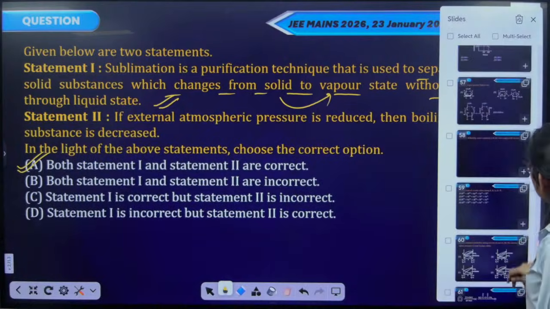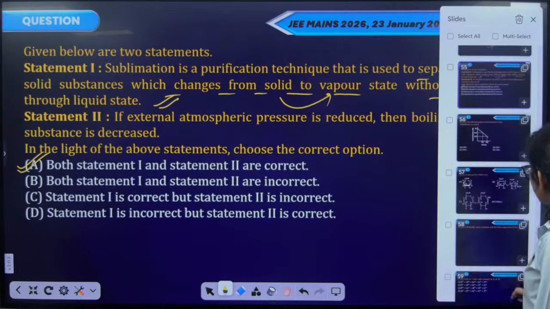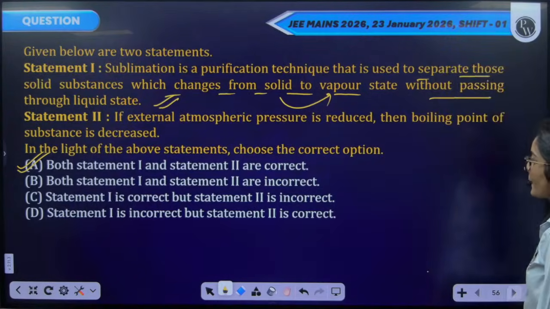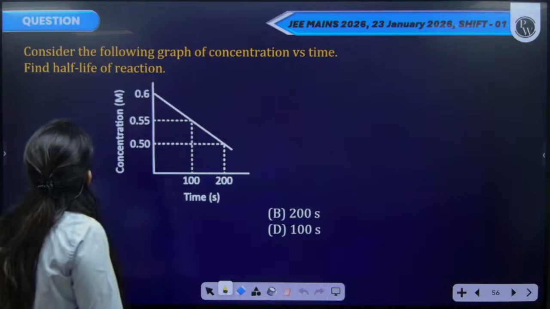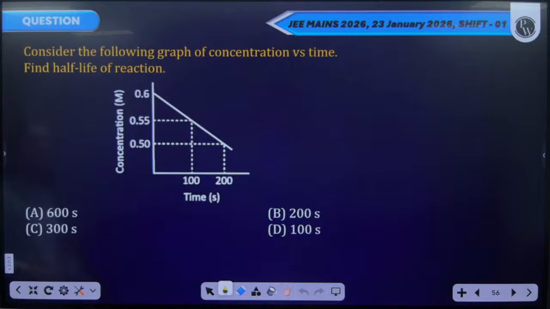Next, let's see the next question. The next question is: consider the following graph of concentration versus time. Find the half-life time of the reaction.